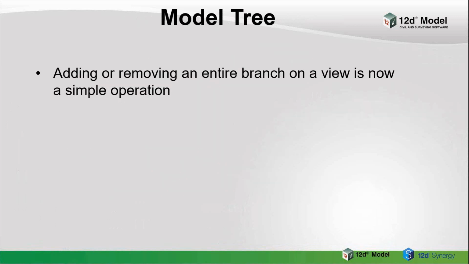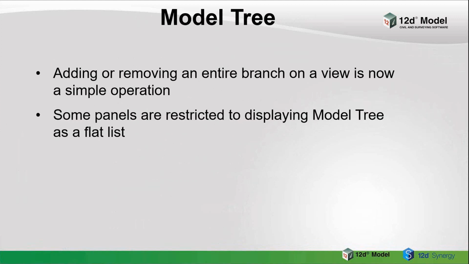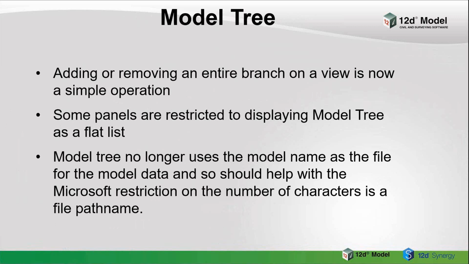So you can add or remove an entire branch. Some panels may be restricted to only a flat list, so we'll work through that. When you do have model tree, we don't save the file using the actual name of the model as we did before. We actually give the file a weird name, and the name of the model itself is inside that. That means it's a fixed length, say 16 characters or whatever it is. If you've got very long model names, it doesn't use up more characters in the path name to the file, because Microsoft has those crazy restrictions of 256. You often find when you get things down very deep these days, you just can't pick files because you've gone over Microsoft's limit.